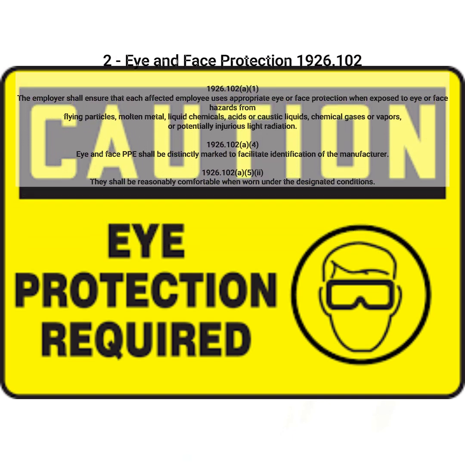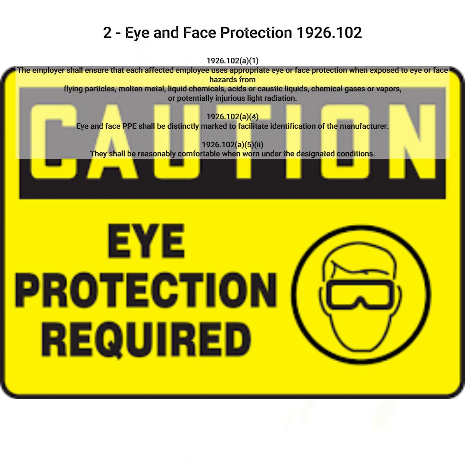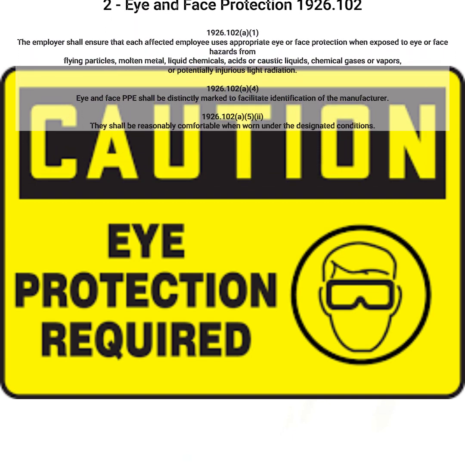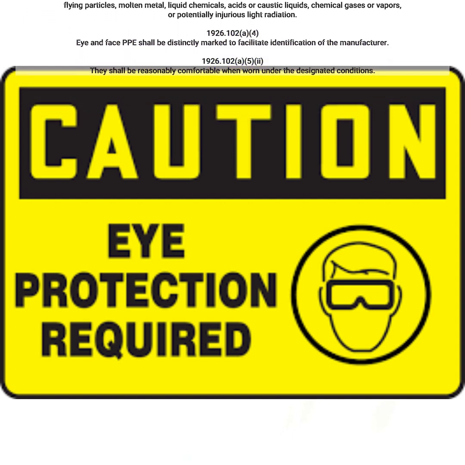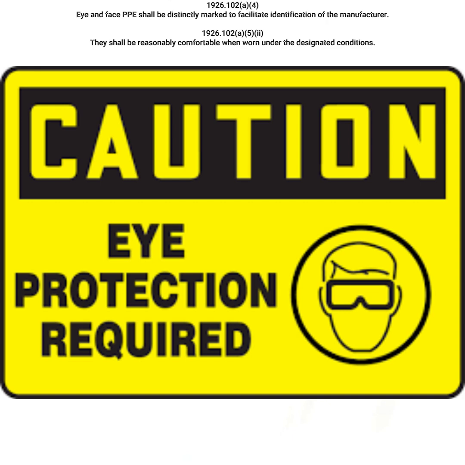1926.102A. Eye and face PPE shall be distinctly marked to facilitate identification of the manufacturer. 1926.102A5. They shall be reasonably comfortable when worn under the designated conditions.